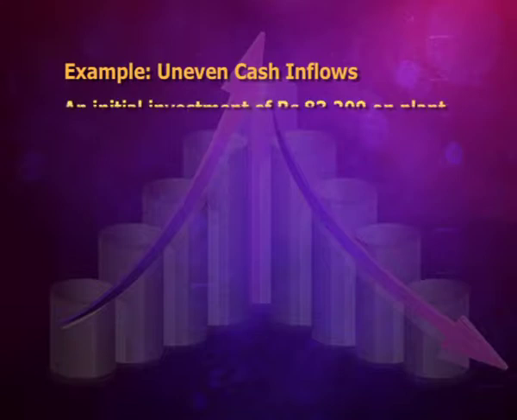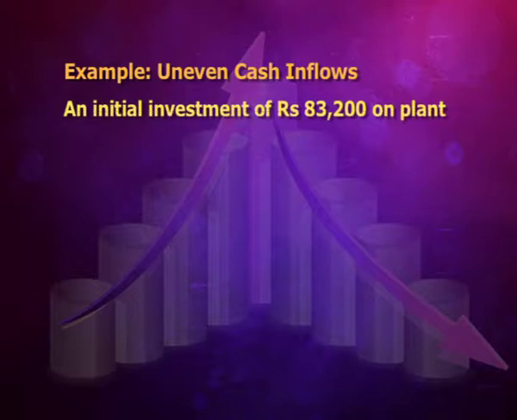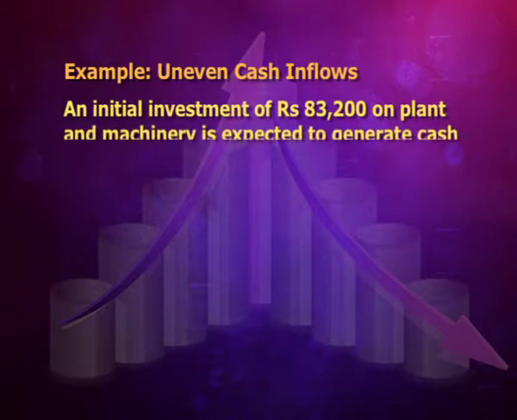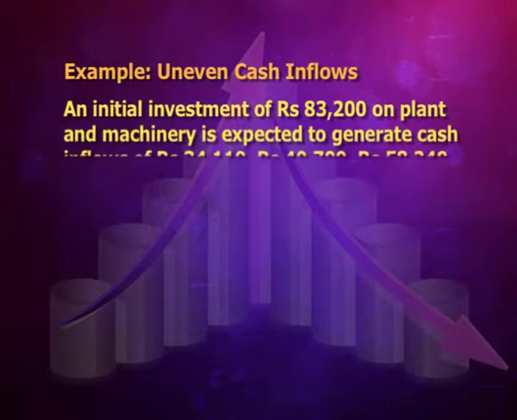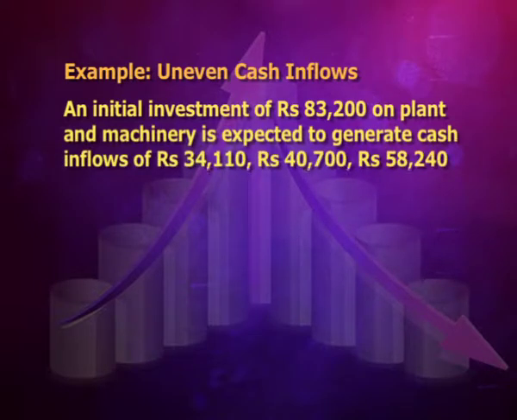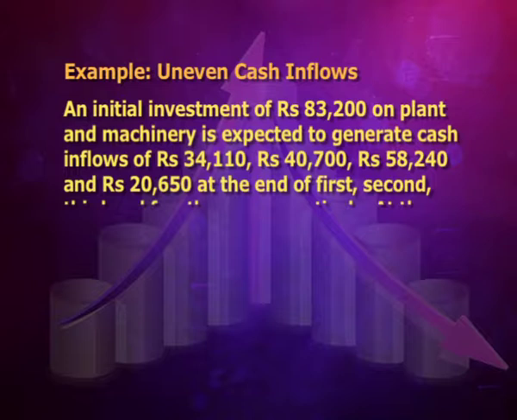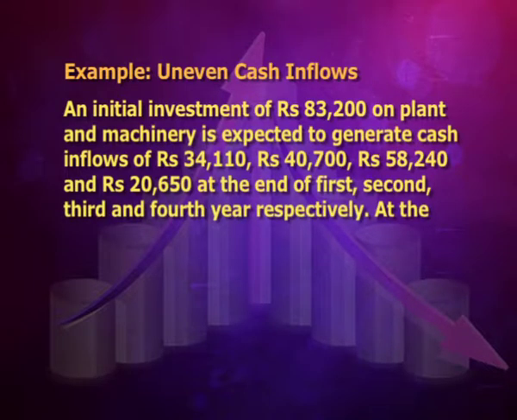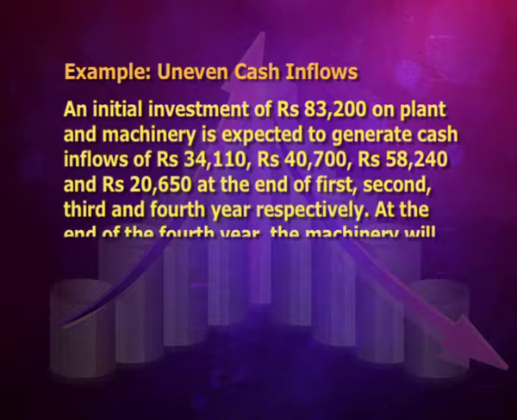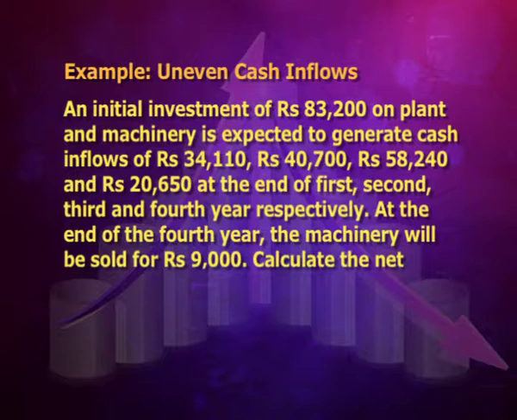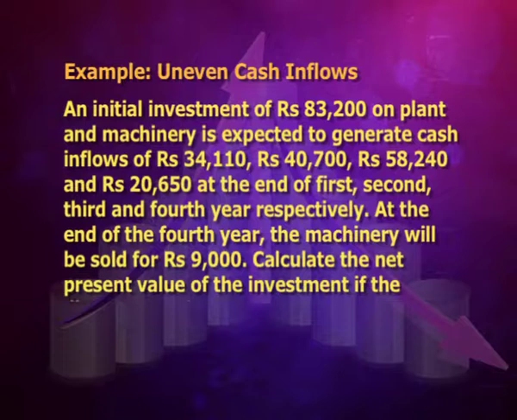take an example: an initial investment of rupees 83,200 on plant and machinery is expected to generate cash inflows of rupees 34,110, rupees 40,700, rupees 58,240 and rupees 20,650 at the end of the first, second, third and fourth year respectively. At the end of the fourth year, the machinery will be sold for rupees 9,000. Calculate the net present value of the investment if the discount rate is 18%.